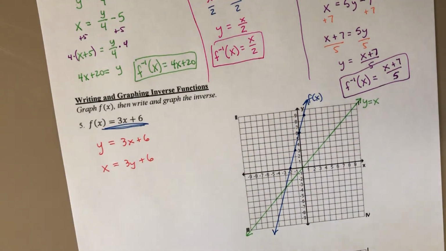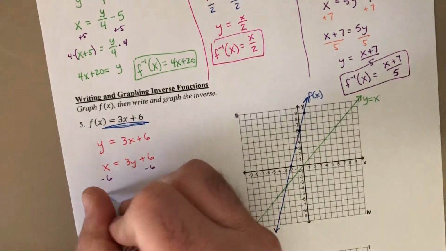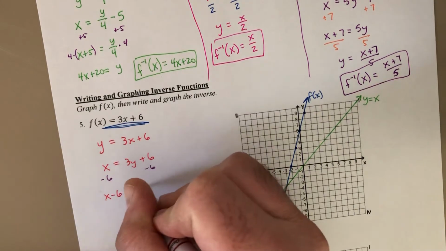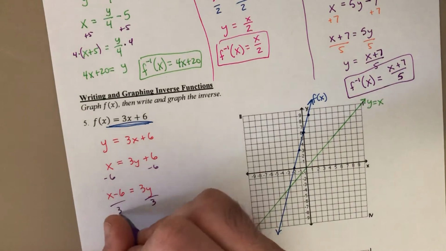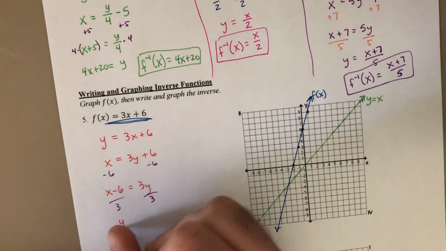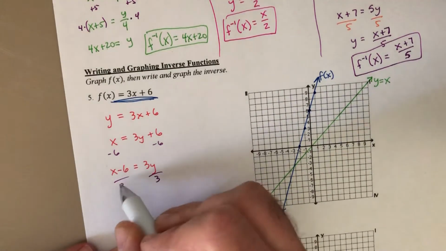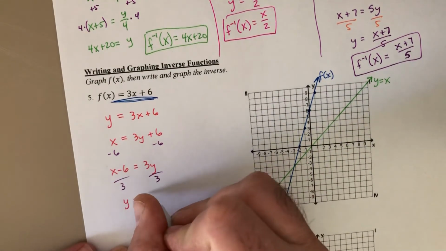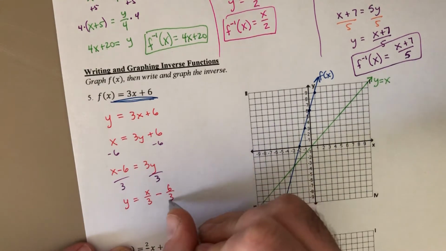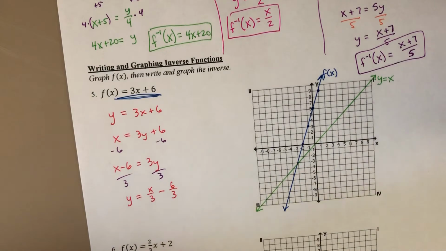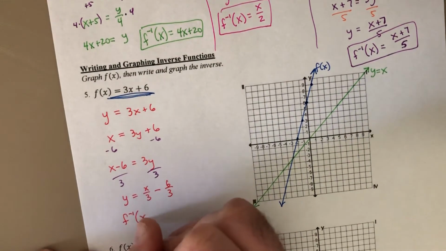So let's go ahead and subtract 6 from both sides. And you get x minus 6 equals 3y. Divide by 3. Get y equals, now, because we are going to graph this, I'm going to go ahead and break this up. Each piece gets divided by 3. So this is like x over 3 minus 6 over 3. Each piece divides by 3. And then we replace y with f inverse of x.